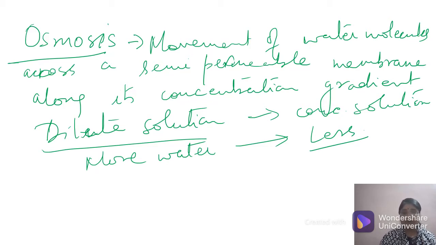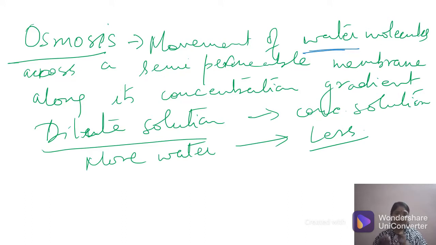So that is the movement. See, osmosis is a type of diffusion where there is only movement of water molecules happening across the semi-permeable membrane along its concentration. We are talking about the concentration of water. So from where water is more to where water is less, it will move.